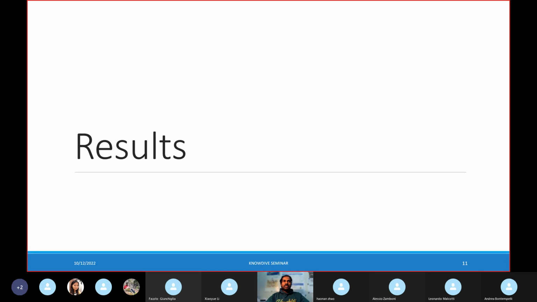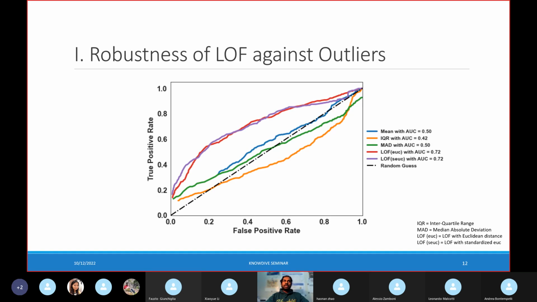Now let's have a look at the results. The first thing that I wanted to demonstrate is that LOF, compared to the traditional statistical measures using mean or median, is robust against the outliers present in the data. To do this, I took the measures from each channel, such as mean, interquartile range, median absolute deviation, and LOF computed with Euclidean distance and LOF computed with standard Euclidean distance. And I did an AUC analysis.